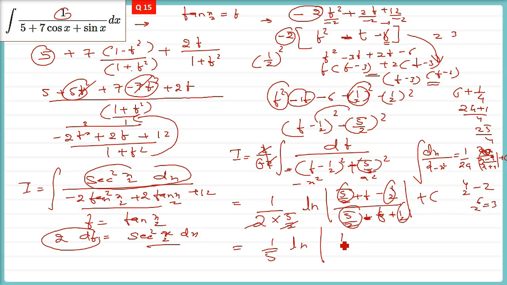And t was what? tan x by 2. So write this as 2 plus tan x by 2. You can write it in this way. So 3 minus t in the denominator, where t has been replaced by tan x by 2, plus constant of integration. That's your final answer.